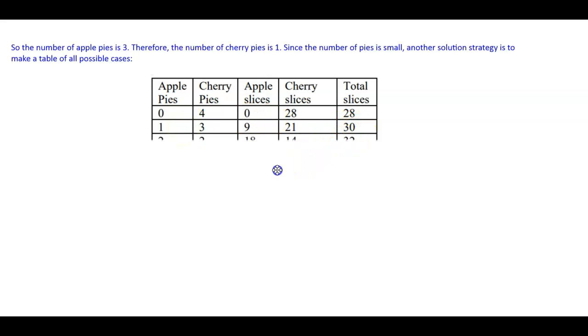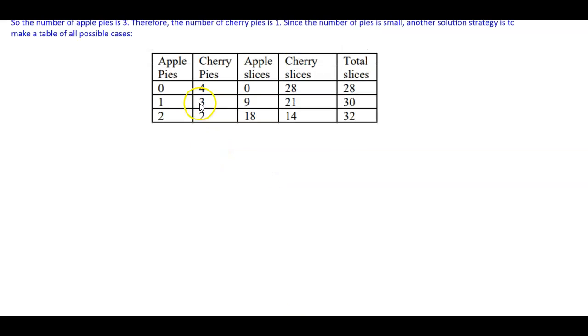total slices. If you had 2 apple pies, 2 cherry pies, that means you have 18 apple slices and 14 cherry slices. Because remember, this is 2 times 9, which is 18. 2 times 7 is 14. Since there's 7 slices in the cherry pies, adding those together gives you 32.